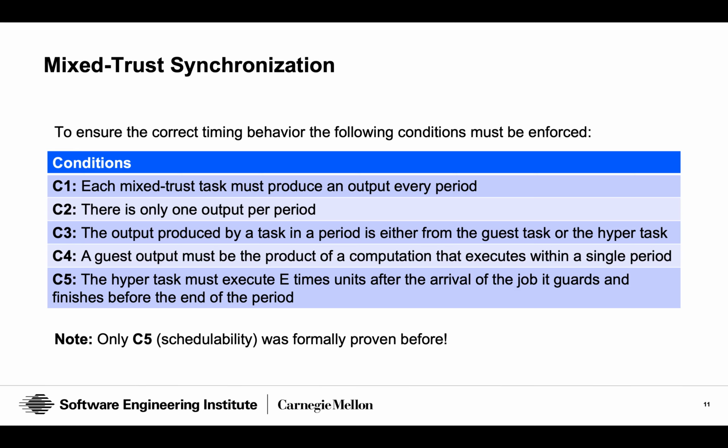C4, a guest output must be the product of a computation that executes within a single period. And finally, C5, the hypertask must execute E time units after the arrival of the job it guards and finish before the end of the period. Note that only condition C5, which is with respect to the schedulability analysis, was formally proven before, and the remaining ones are yet to be proven.